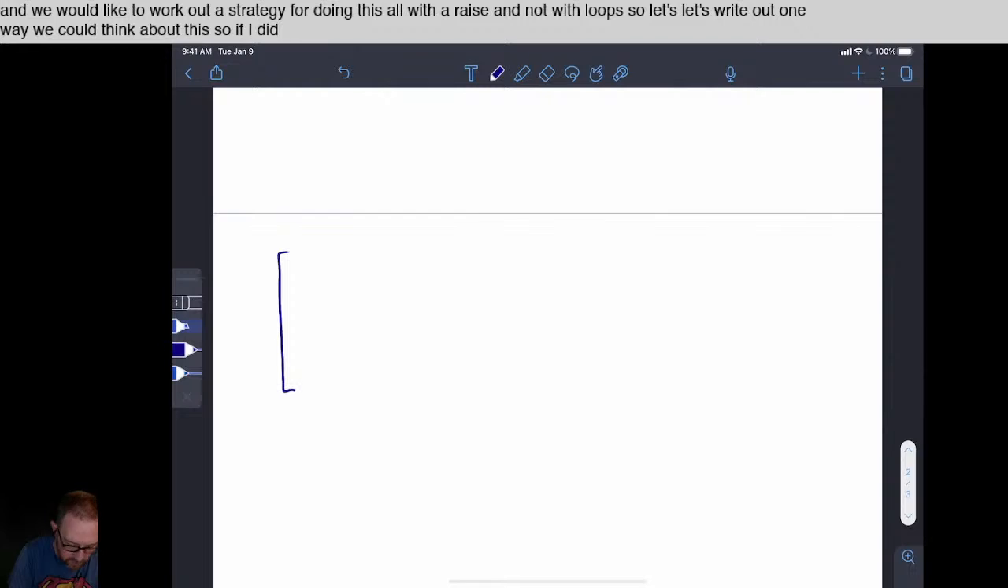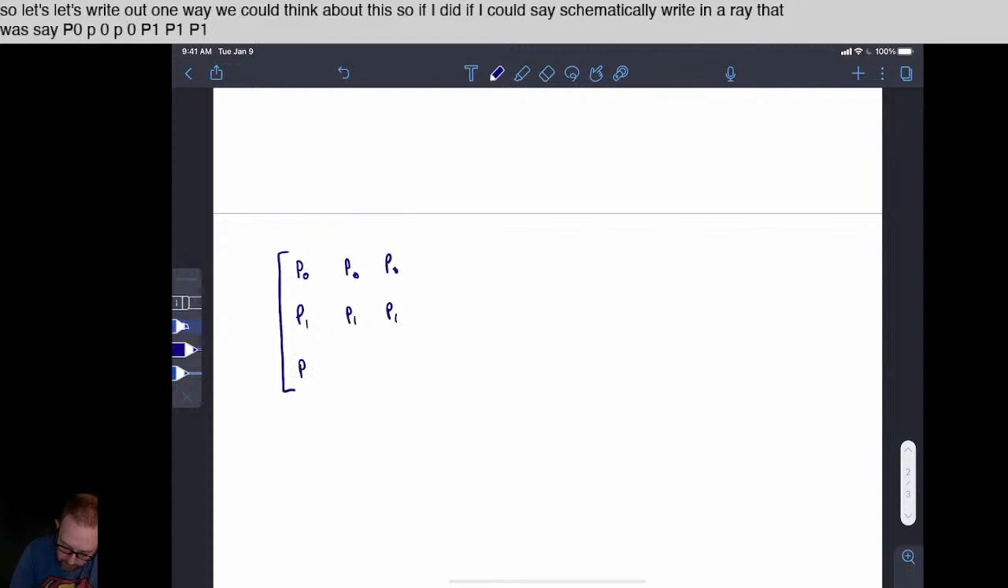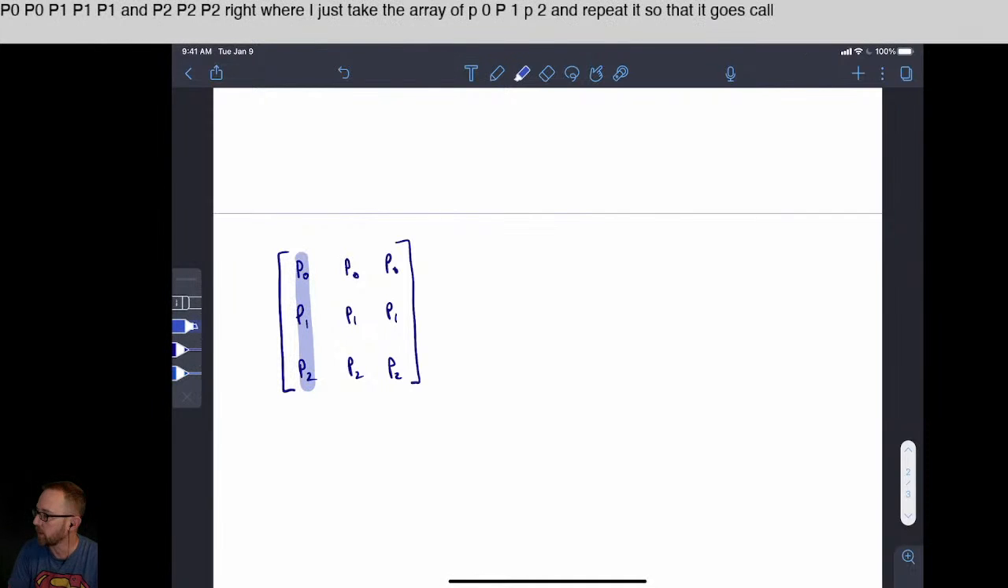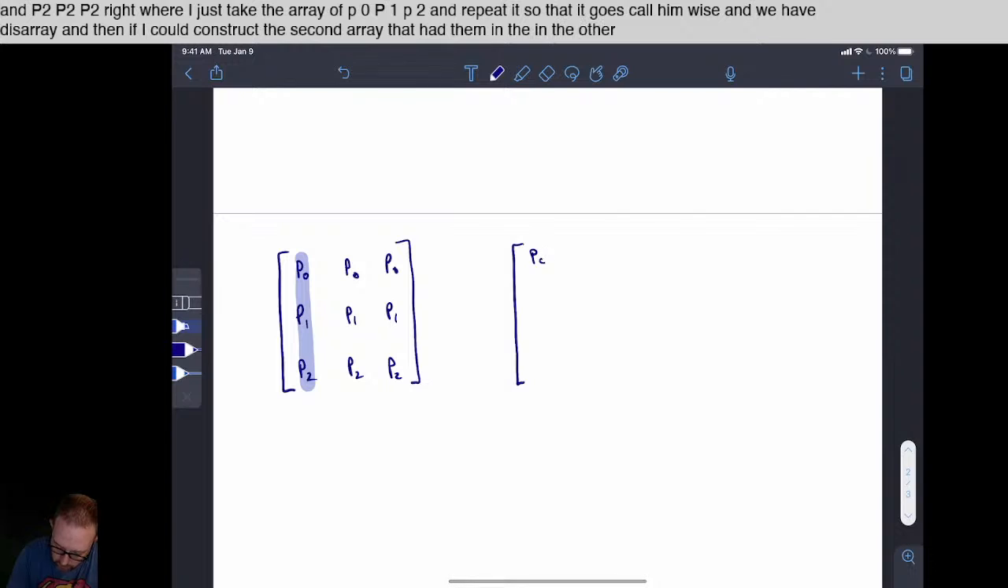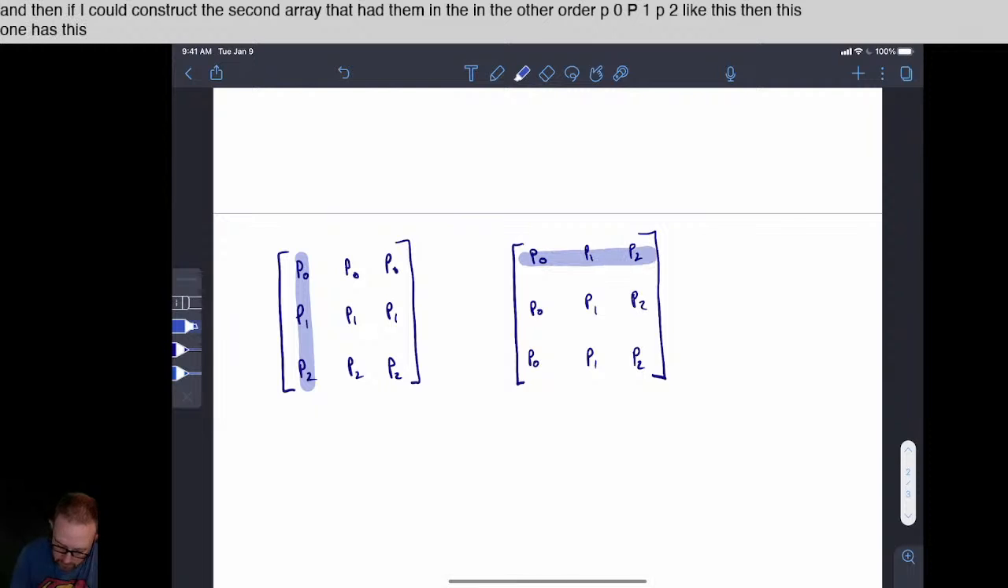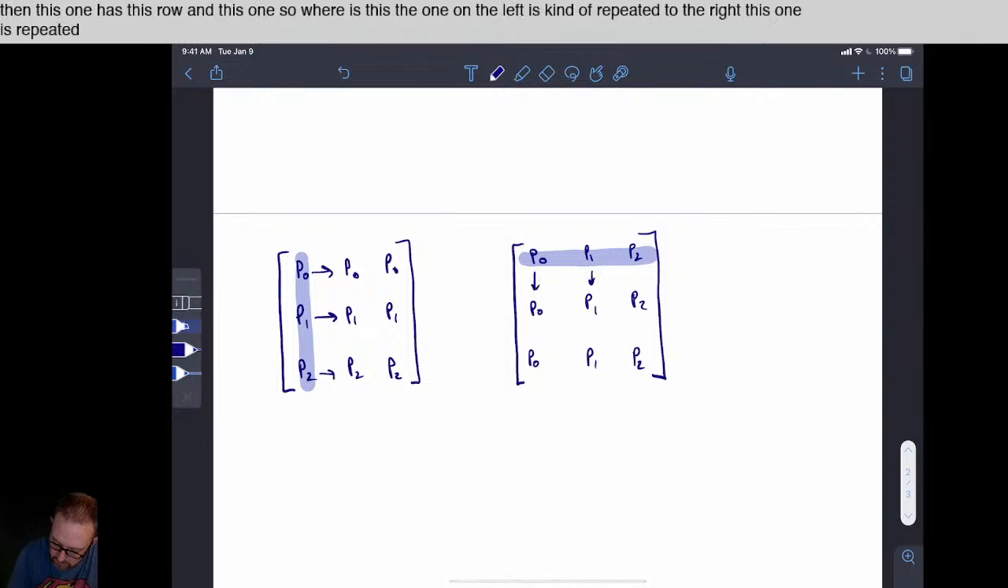If I could schematically write an array that was P0, P0, P0, P1, P1, P1, and P2, P2, P2, where I just take the array of P0, P1, P2 and repeat it so that it goes column-wise, we have this array. And then if I could construct a second array that had them in the other order, P0, P1, P2, like this, then whereas the one on the left is repeated to the right, this one is repeated going down.